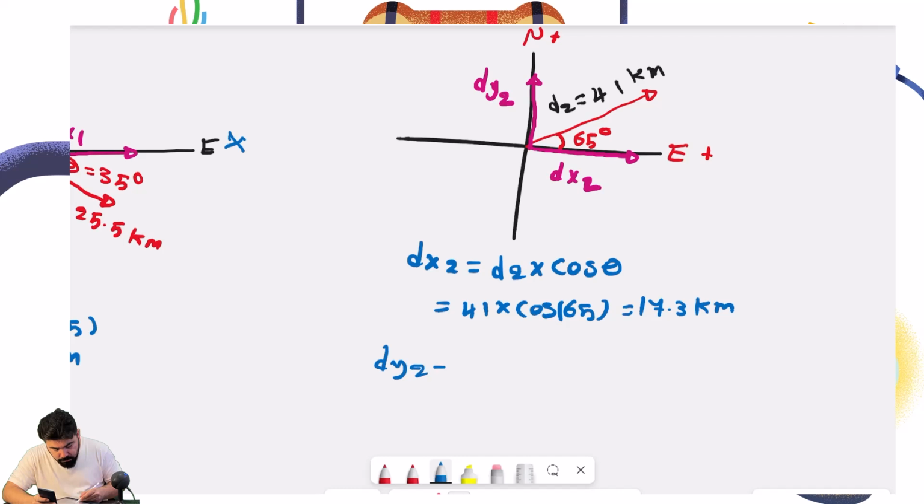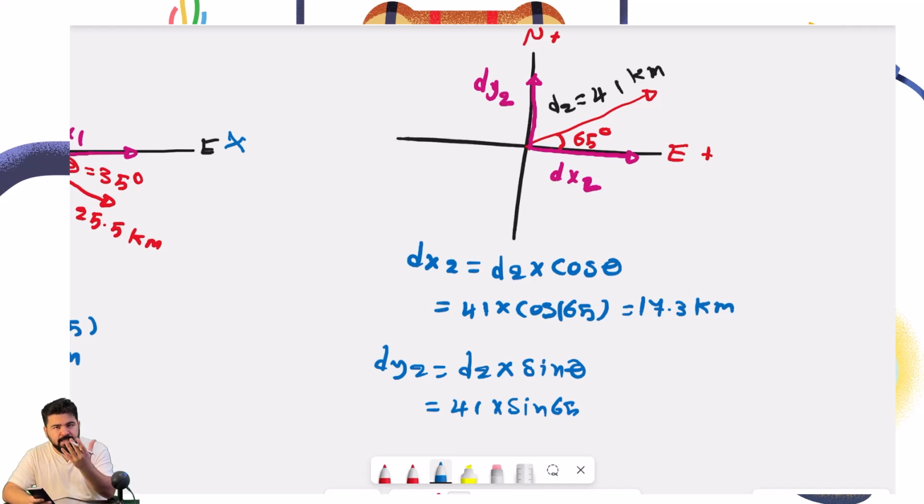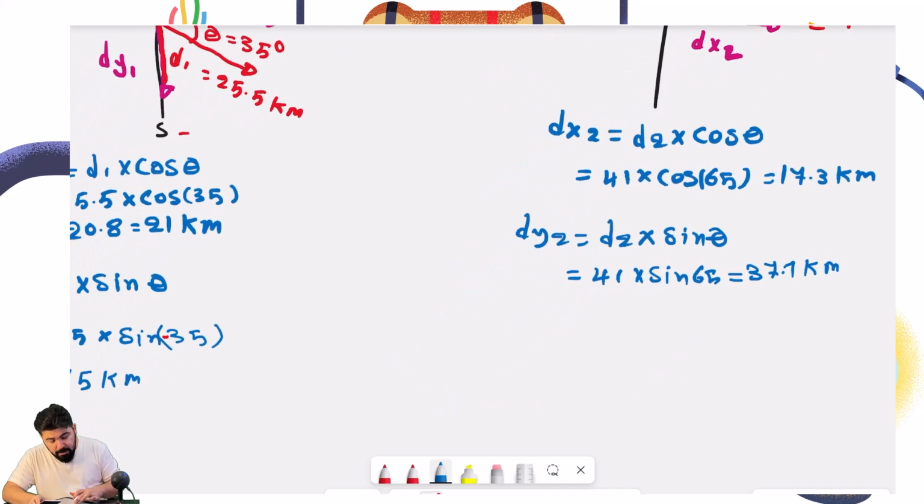Then we have dy2, which is equal to d2 multiplied by sine theta. Why sine? Because the angle is made with the x-axis. Now d2 is equal to what? 41 times sine 65. Okay, so 41 multiplied by sine 65. I don't need to add negative because the vector is going up. So the result is equal to 37.1 kilometers. Okay, that's it.